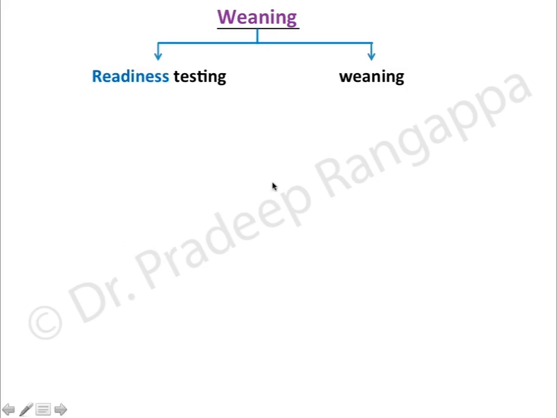If you look at weaning, I think there are two major components of weaning. One is to look at readiness to wean. That is the first step that we need to embark on. And the second one is the actual process of weaning. As you try to ascertain readiness to wean, you need to look at objective criteria that the patient is going to fulfill for the weaning to be initiated.